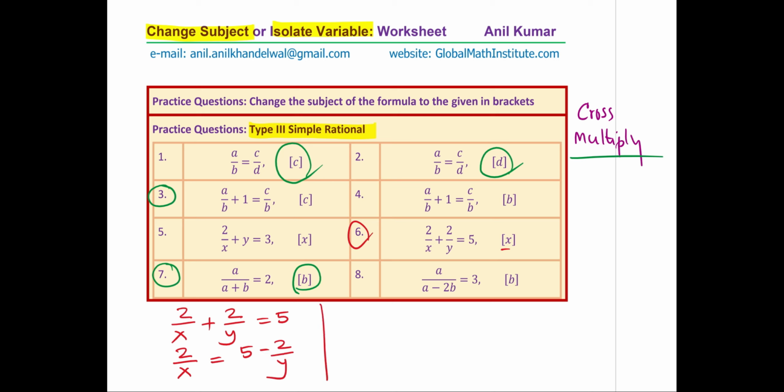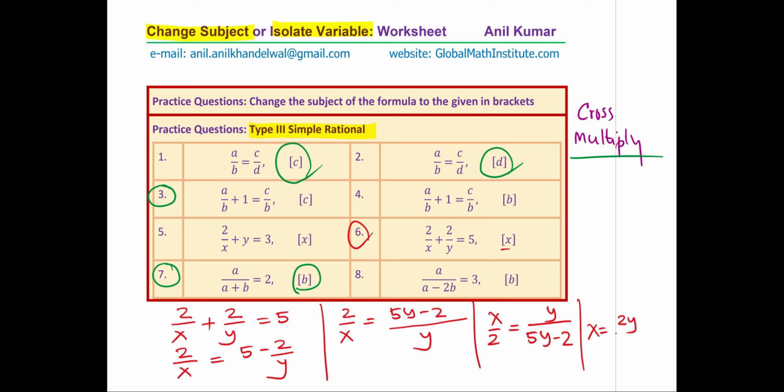And so we have 2 over x equal to, let's take common denominator of y, and then we have 5y minus 2. Now we need x. We can flip it, right? So if you flip it, you get x over 2 equals what? You get y over 5y minus 2. And now we can get x by multiplying both sides by 2. And therefore, we have x equals 2y over 5y minus 2. Does it make sense?